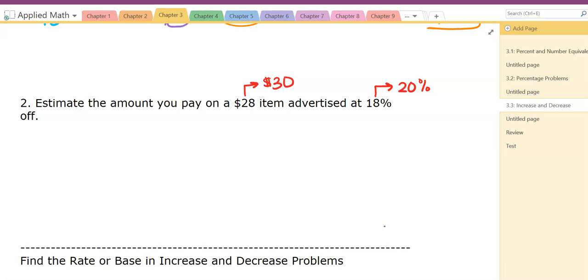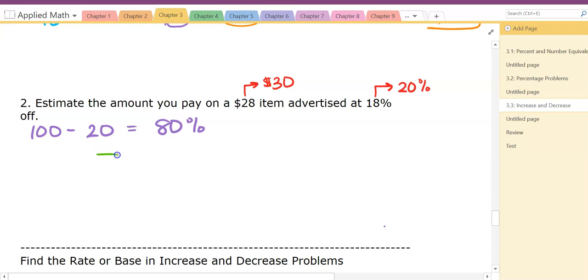So first step is to find the complement. How do we do that? What's the complement of 20%? 80. We would just take 100 minus 20, which would be 80%. What would be 10% of 80%? Or what's 80% divided by 10%? Be 8, right? 80 divided by 10 is 8.